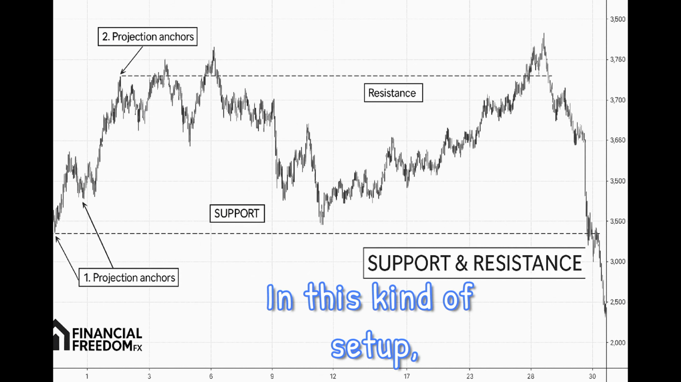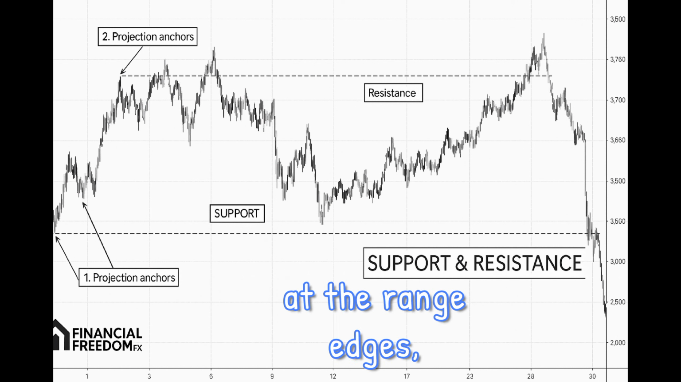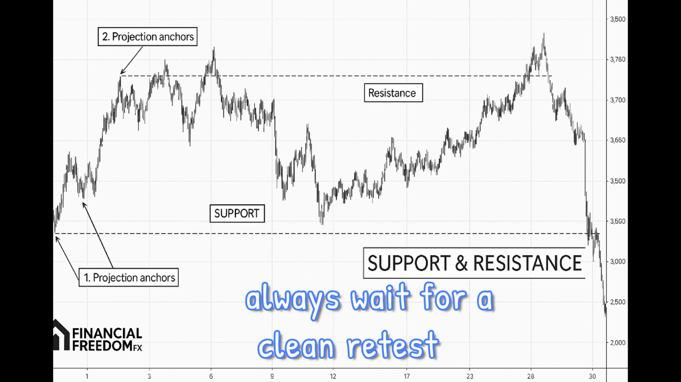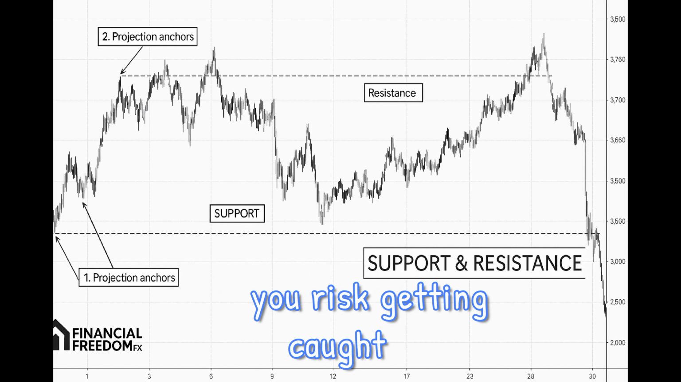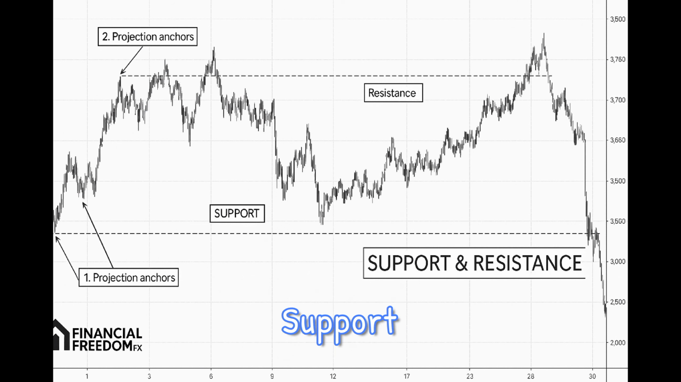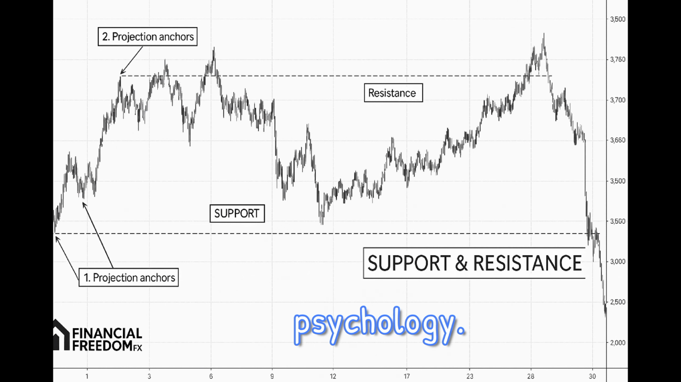In this kind of setup, traders have two options. One, they can trade the rejection at the range edges, entering on confirmation candles like pin bars or engulfing. Two, they can trade the breakout of the range, entering after a strong close beyond support or resistance. For breakout trades, always wait for a clean retest or significant volume spike. If you rush in too early, you risk getting caught in a fake-out. Remember, patience is a trader's superpower. Support and resistance zones work not just because of technical patterns, but due to trader psychology.